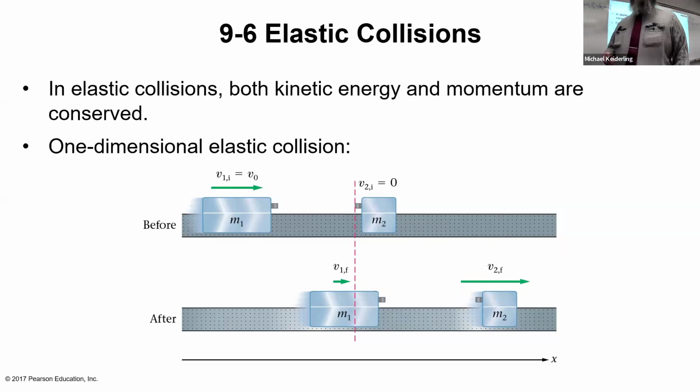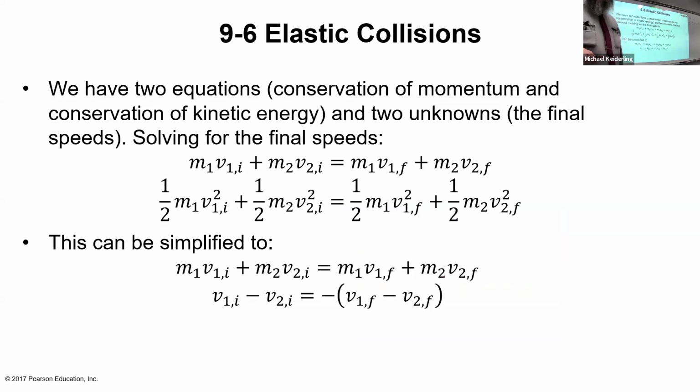So in elastic collisions, both kinetic energy and momentum are conserved. In a one-dimensional elastic collision, here is an example where you have some mass traveling along, it hits something at rest, and then afterwards they're both moving. And the total momentum is conserved and the total kinetic energy is conserved. Knowing that, and knowing the initial conditions, it's possible to figure out the final velocities from the initial velocities.